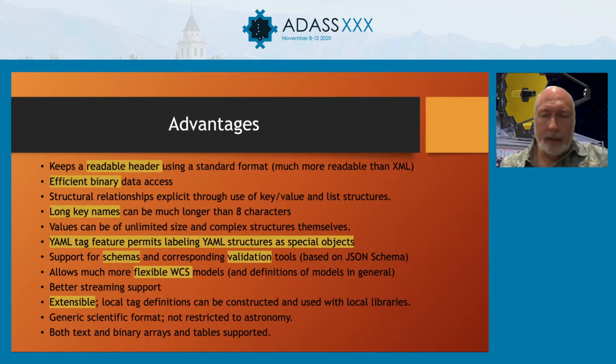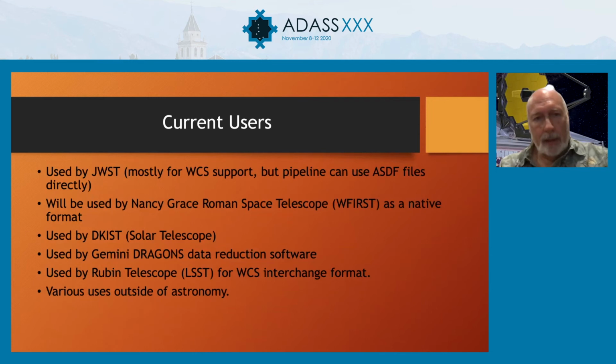It's a generic format, and it really isn't limited to just astronomy. So we would like to see it used in a wider context. Right now, it's used for JWST. It's going to be used with the Roman Space Telescope as a native format in the pipeline. It can also be run as a native format in the JWST pipeline as well. Also being used by DKIST, Gemini Dragons. LSST is using it for the WCS interchange format. We've had some users outside of astronomy already.